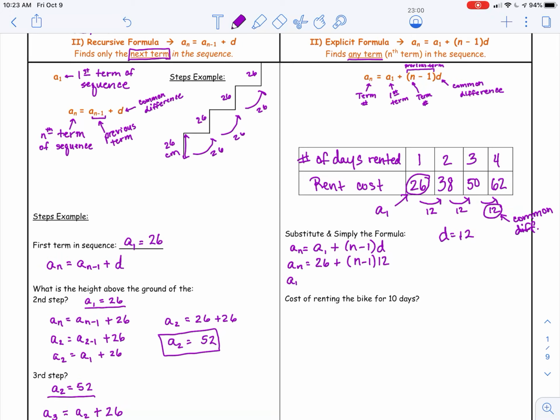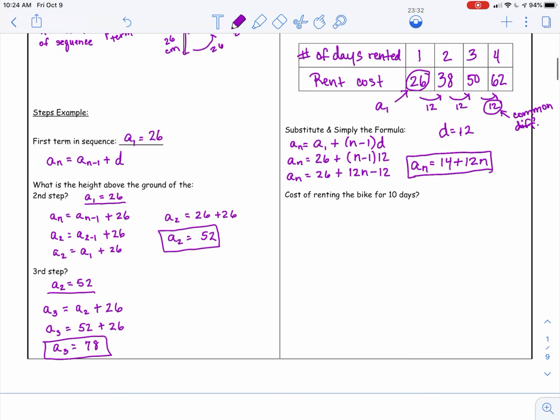Okay, so let's go ahead and finish this by simplifying it. I'm going to have 26 plus, I'm going to have to do some distributing, and it looks kind of backwards. So you're going to take n times 12, which is 12n, and then negative 1 times 12, which is minus 12. And I can do one more little calculation here to its fullest simplification. 26 minus 12 is 14 plus 12n. Okay, so here is the formula that we are going to use. I'm actually going to box it in so I can see it a little bit better.